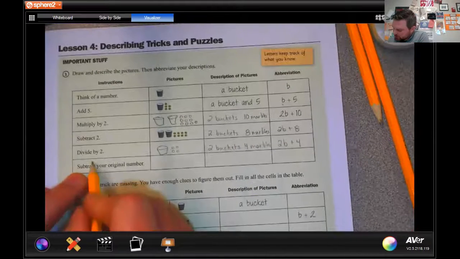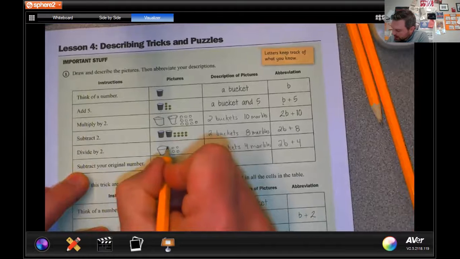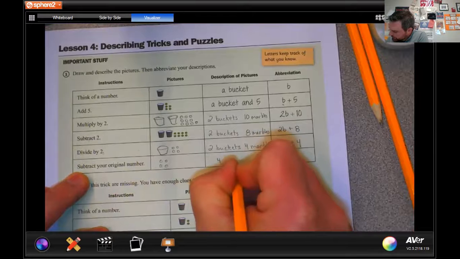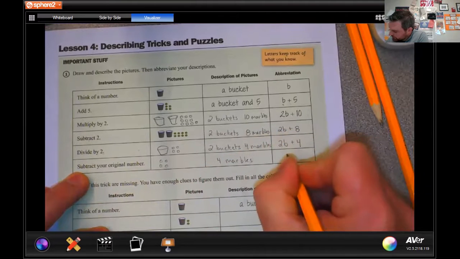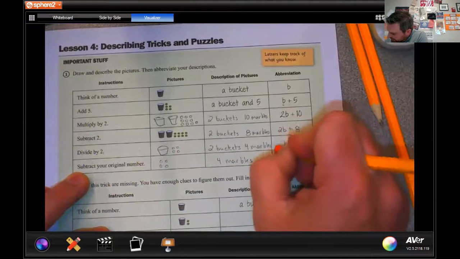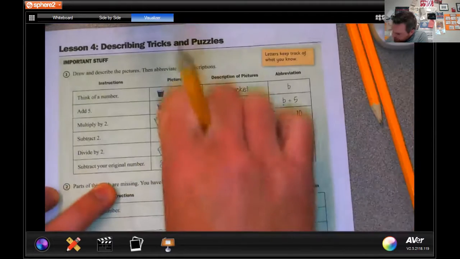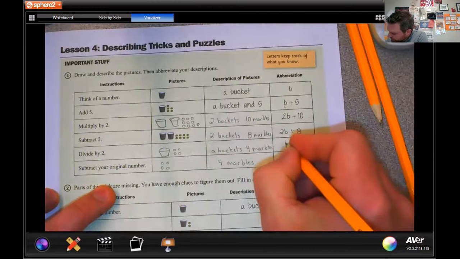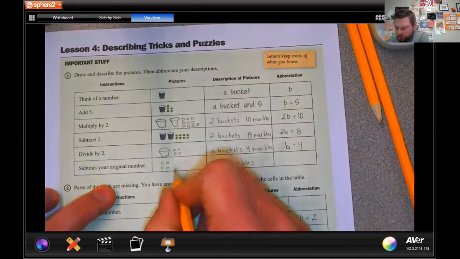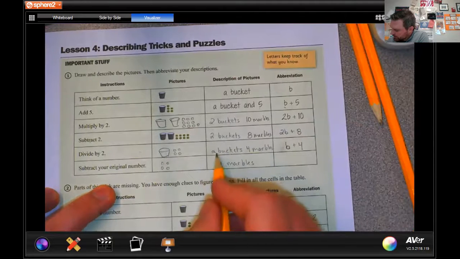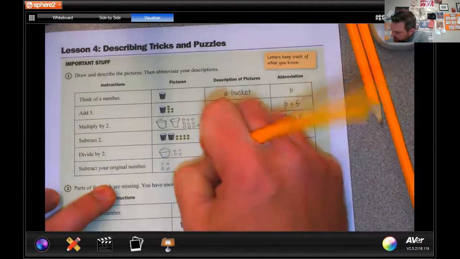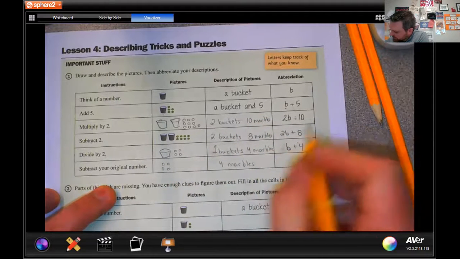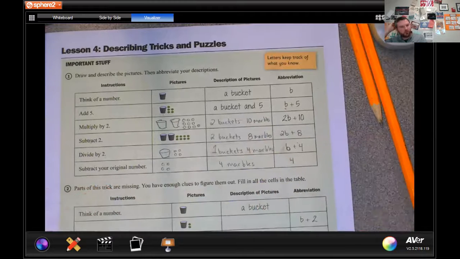And the last one is to subtract your original number. So I'm going to subtract that bucket, and I have 4 marbles. So then, I did this step wrong. I don't have 2 buckets. I had 2 buckets up here. I only have 1 bucket. So we're just going to put a B there. Sorry about that. So this step, I got 1 bucket, 4 marbles, a bucket. You can put a 1 there if you want. I'm okay with that. So 1 bucket and 1 bucket plus 4 marbles. So then I just have 4 marbles left. So I just have the number 4 there.